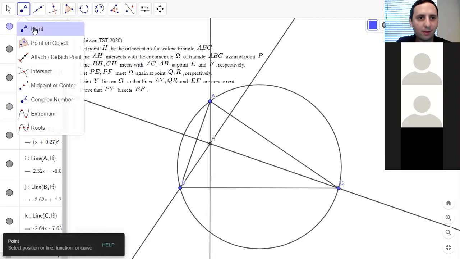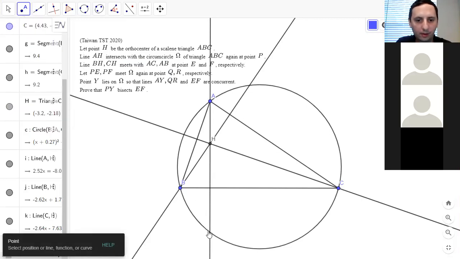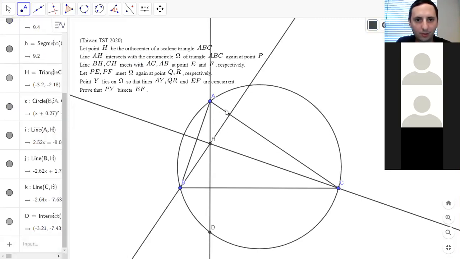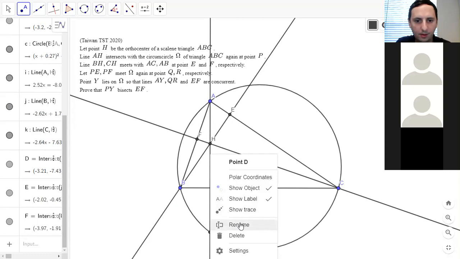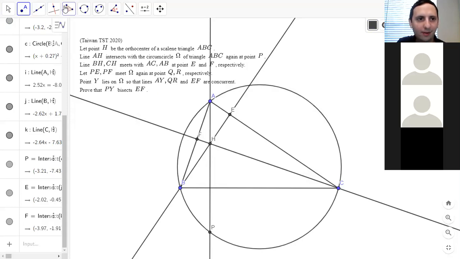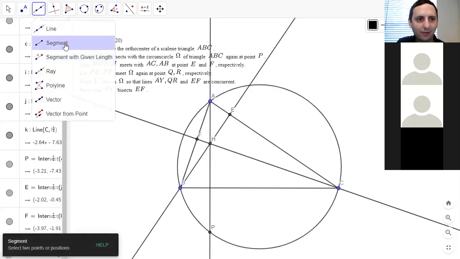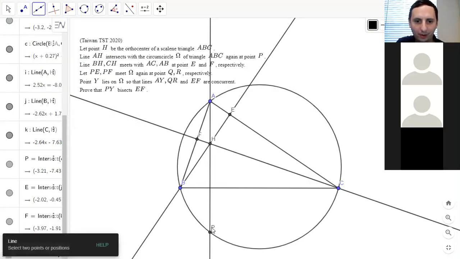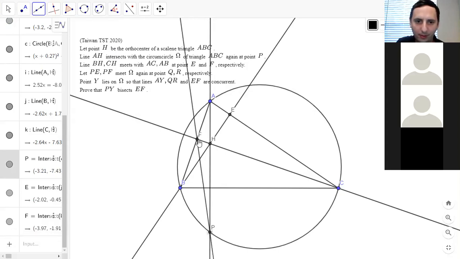So this is point, I'm just going to do it like this. So EF, and then I'm going to rename that point P. So P is the reflection of H over BC. And then PE and PF. So yeah, this is a very familiar configuration, right? So it's like a Symmedian type idea.